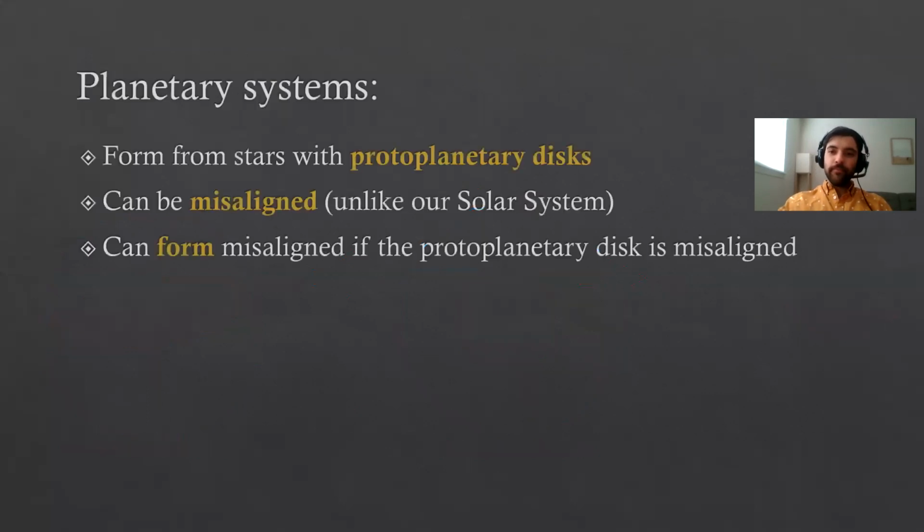And so there are 3 keys that I'd like to end with that summarize 3 takeaways that I'd like you to get from watching this presentation. And that's planetary systems form from stars with protoplanetary disks. Planetary systems can be misaligned, which is unlike our solar system, which is aligned. And lastly, planetary systems can form misaligned if the protoplanetary disk is misaligned.